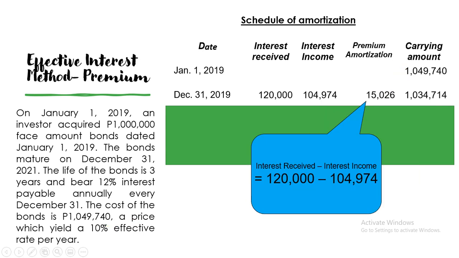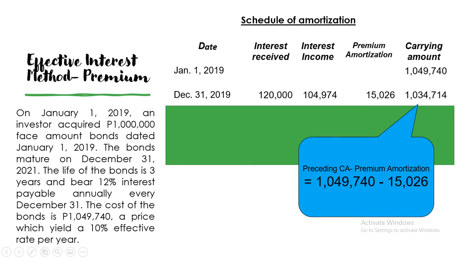And then, premium amortization is the difference between the interest received and interest income. So interest received is 120,000, less interest income of 104,974. So you do have a premium amortization of 15,026 pesos. And the carrying amount here now is a deduction. Kumbaga, preceding carrying amount less the premium amortization. So as you can see, if there is a bond premium, it would decrease the amount of the investment in bonds. And it would also decrease the amount of interest income.